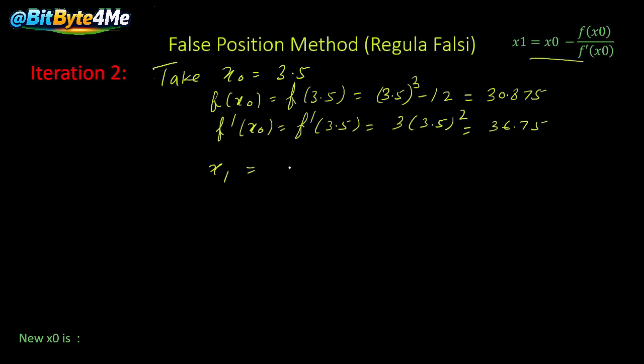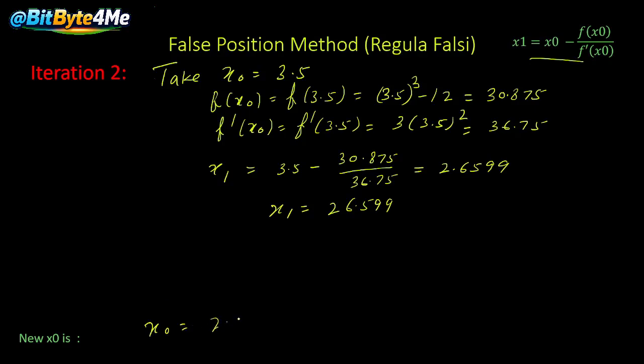So this will be 3.5 minus 30.875 divided by 36.75, which will be equal to 2.6599. So this is the value of x1, 2.6599, and for the next iteration we will take it as x0, meaning we will take x0 as 2.6599 for the next iteration.